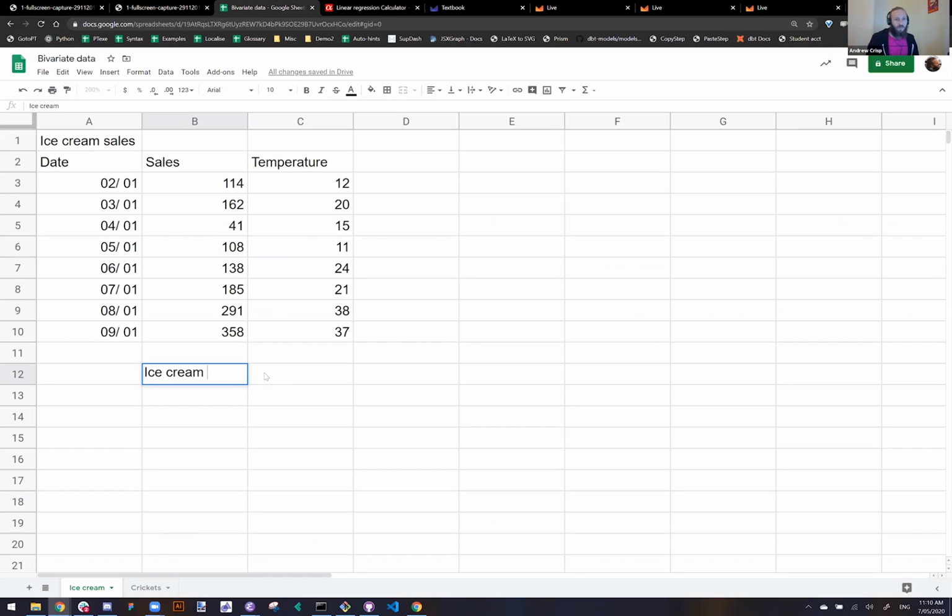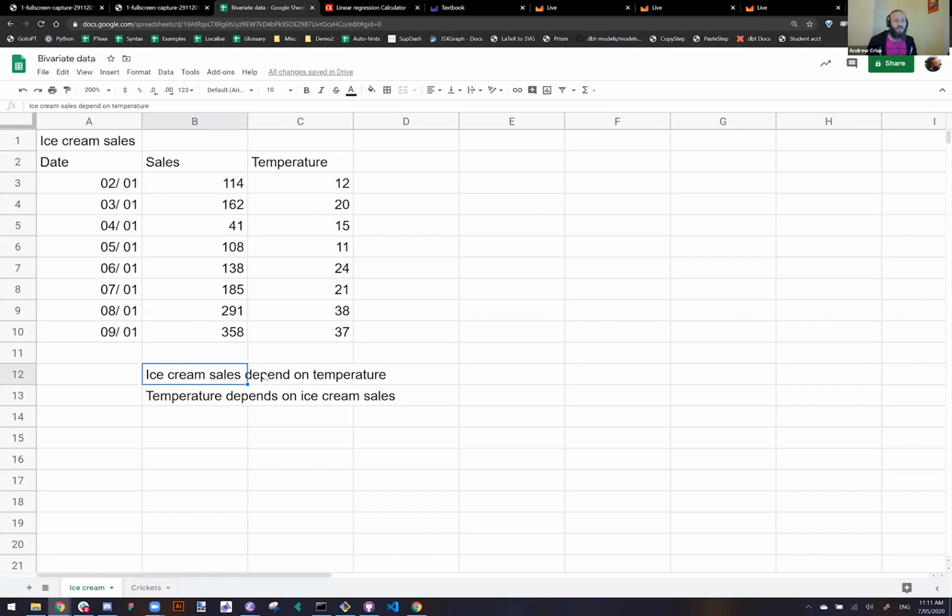Ice cream sales depend on temperature. I'm going to try it the other way. Temperature depends on ice cream sales. Which one of these sounds right to you? Do ice cream sales depend on temperature? Or does temperature depend on ice cream sales? I think the first one makes a lot more sense.